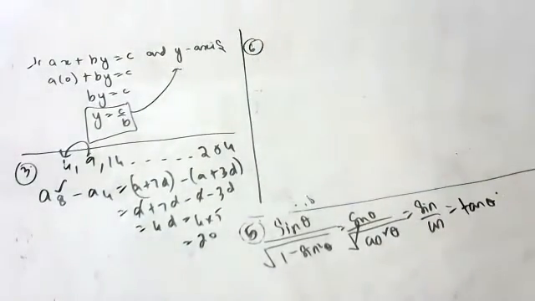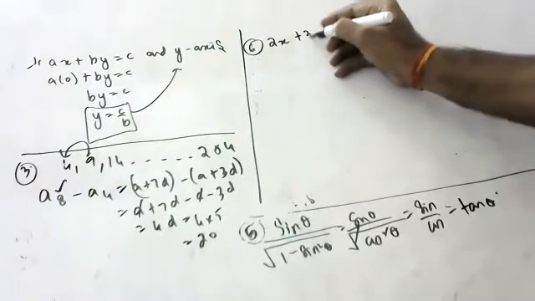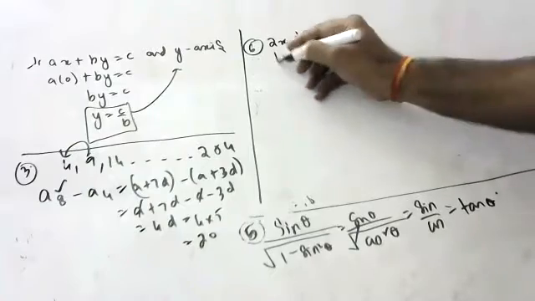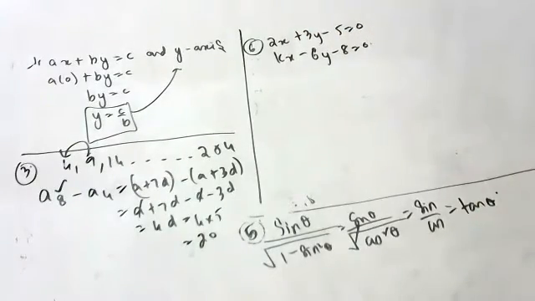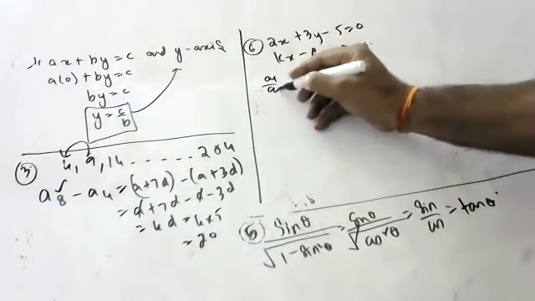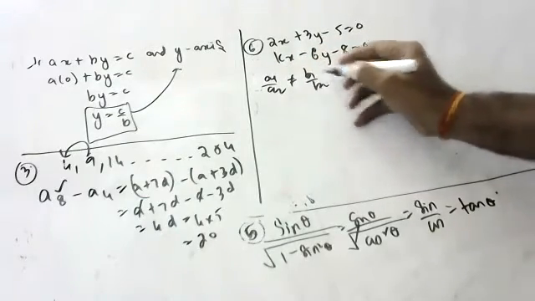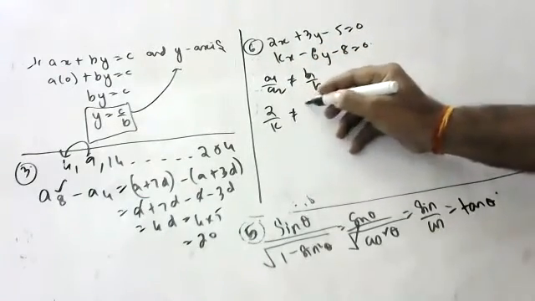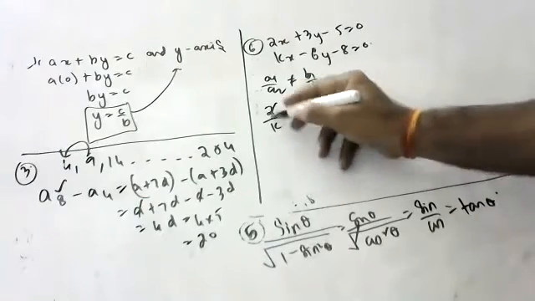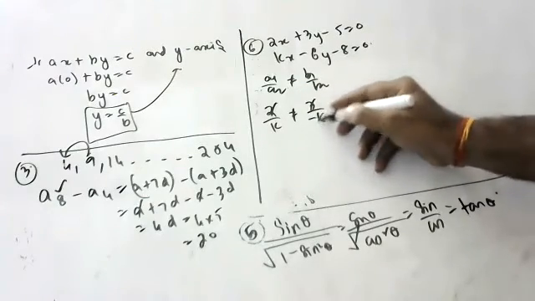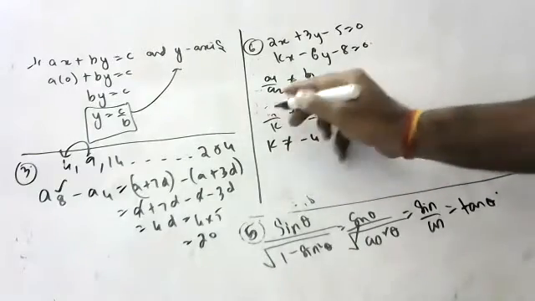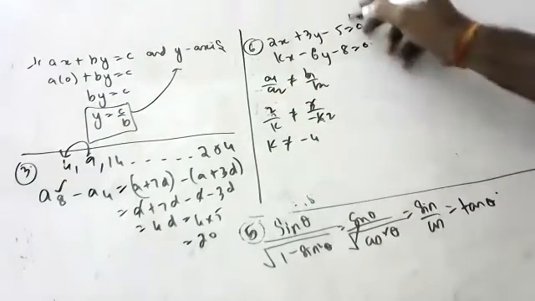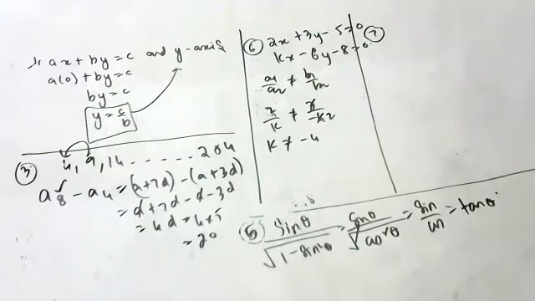They say, children, here, find the value of k if they have a unique solution. 2x plus 3y minus 5 is equal to 0. Kx minus 6y minus 8 is equal to 0. Unique solution means A1 by A2 is not equal to B1 by B2. 2 by K is not equal to 3 by minus 6. K is not equal to minus 12 by 3. K is not equal to minus 4, children.